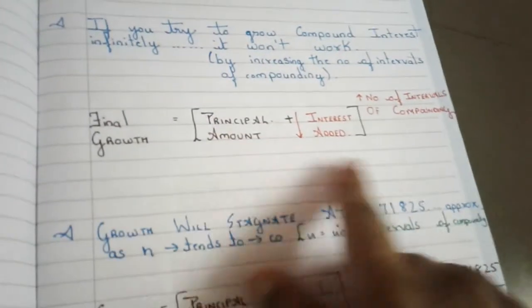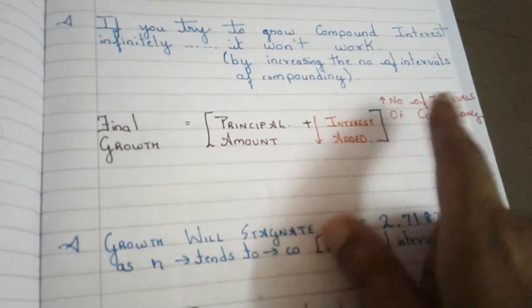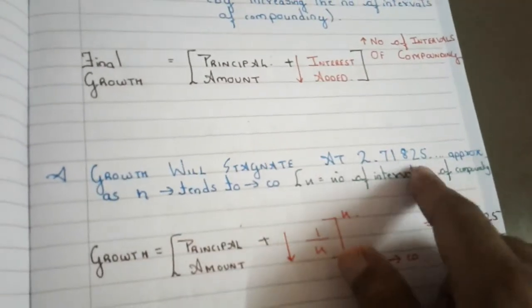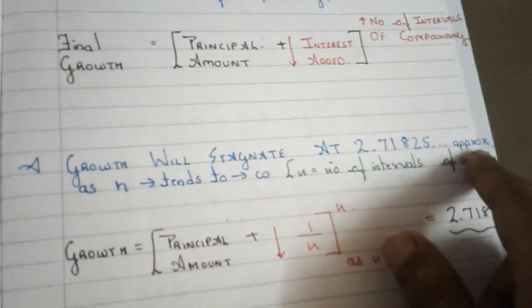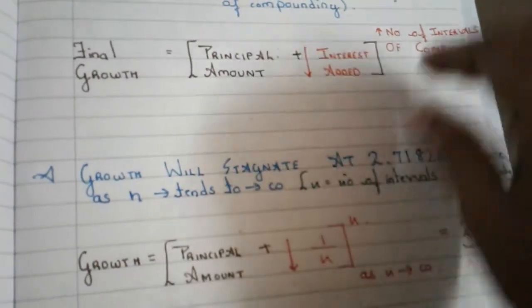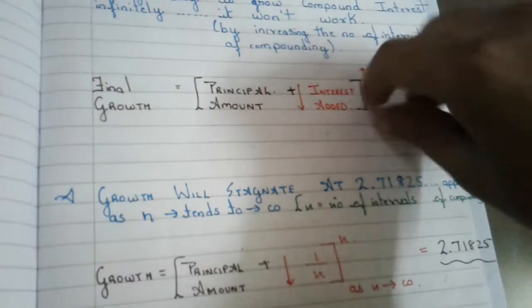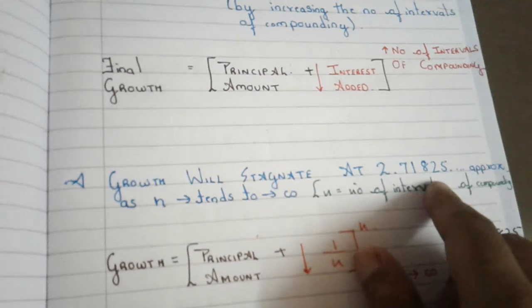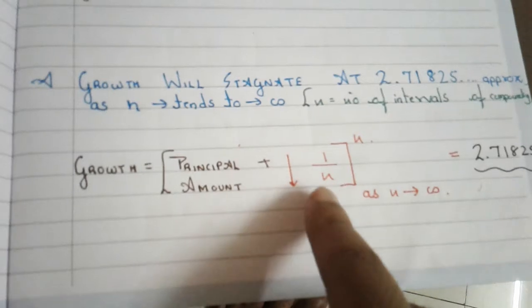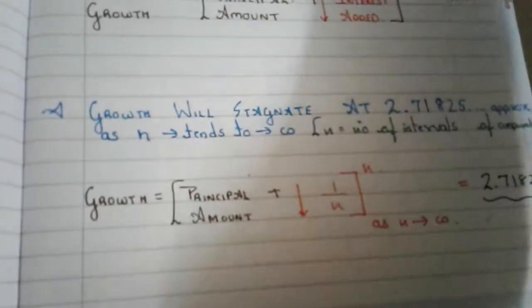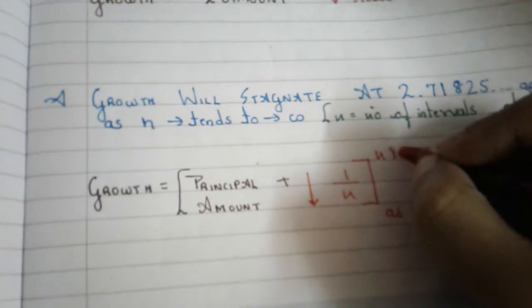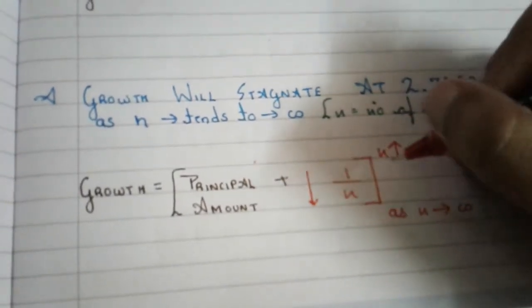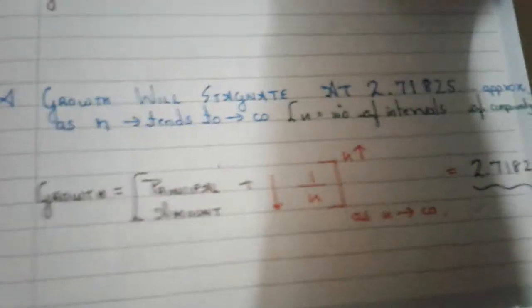So the final growth becomes a constant. These two are inversely proportional to each other. And growth will stagnate at 2.71825 approximately as n tends to infinity. That is, as you keep turning this to infinity, the number of growth converges to 2.71825. So growth equals principal amount plus 1 by n, and here n tends to infinity, yes, that's it. Now there's something more.